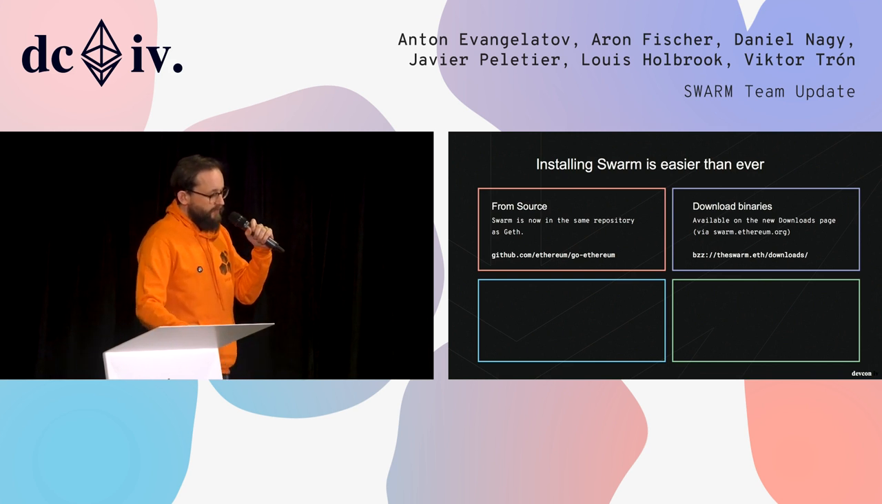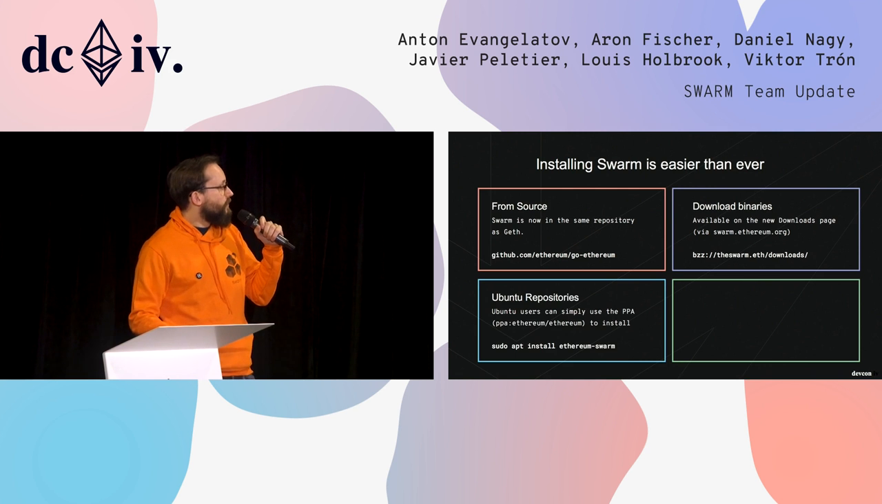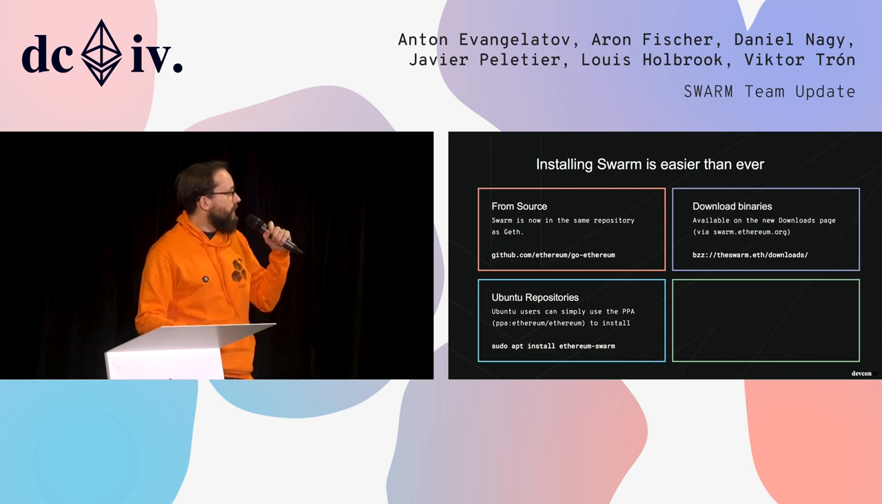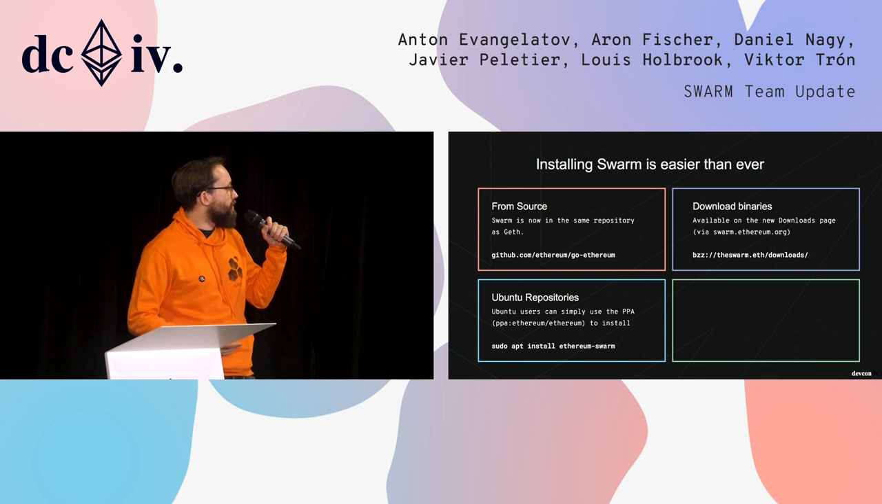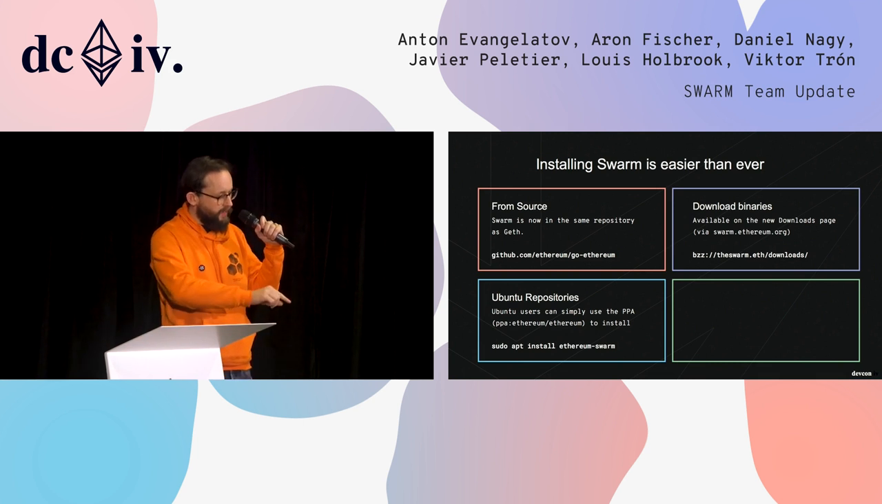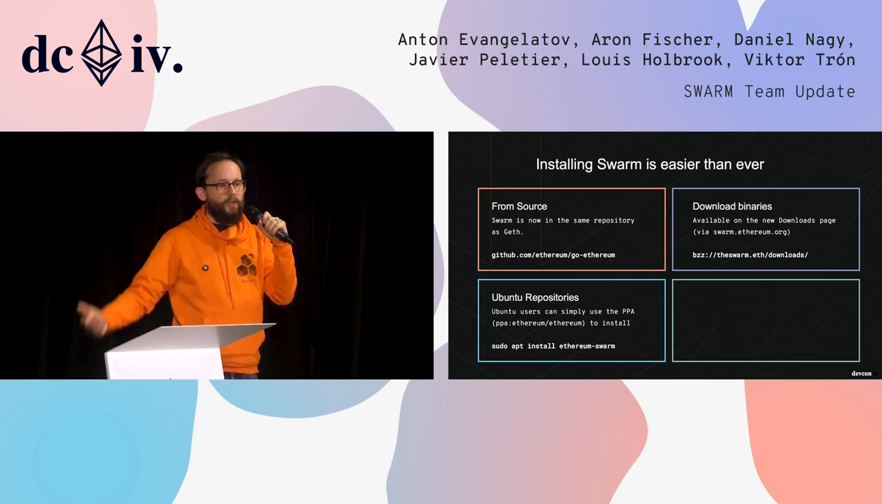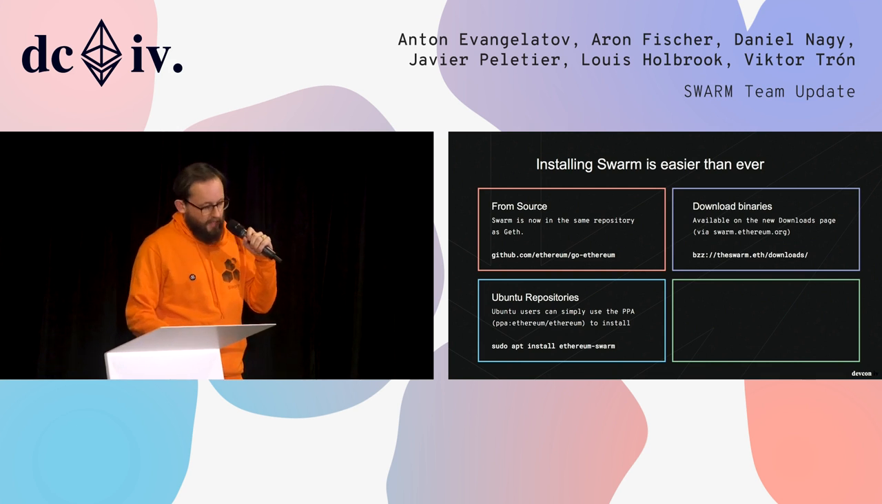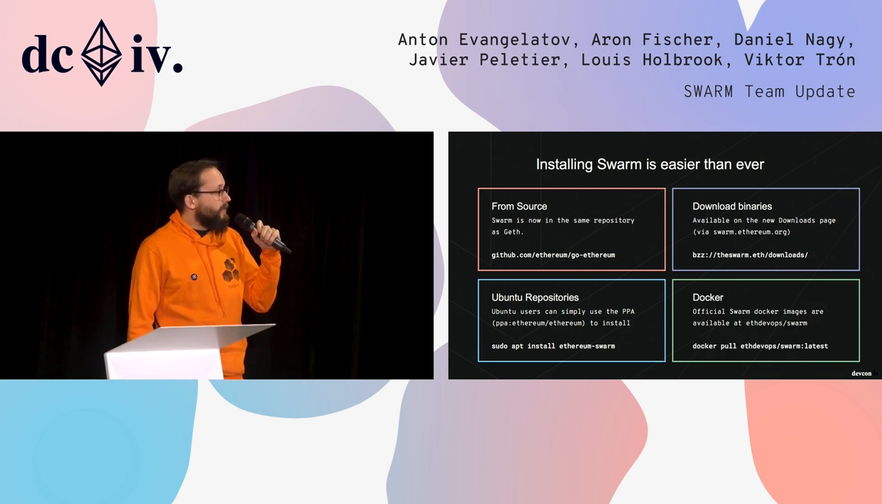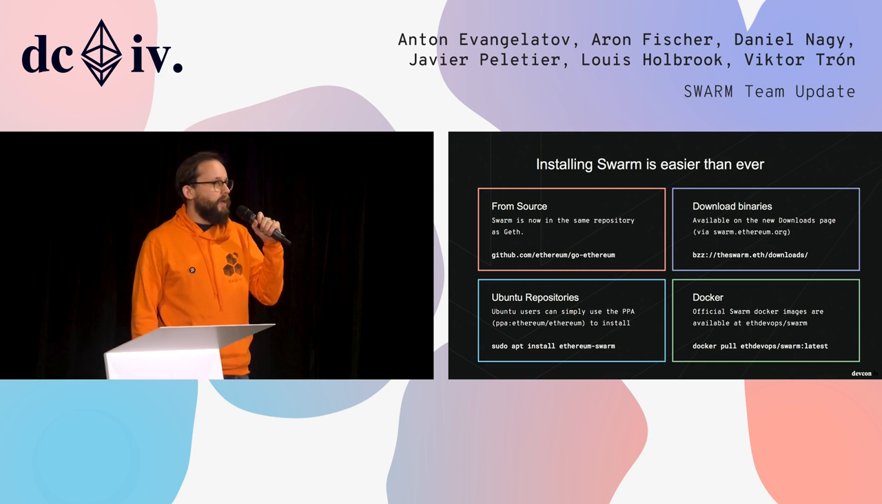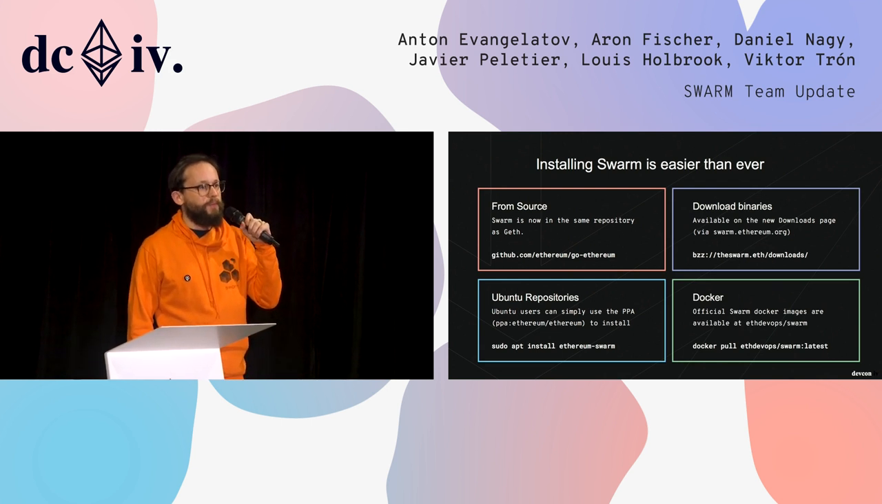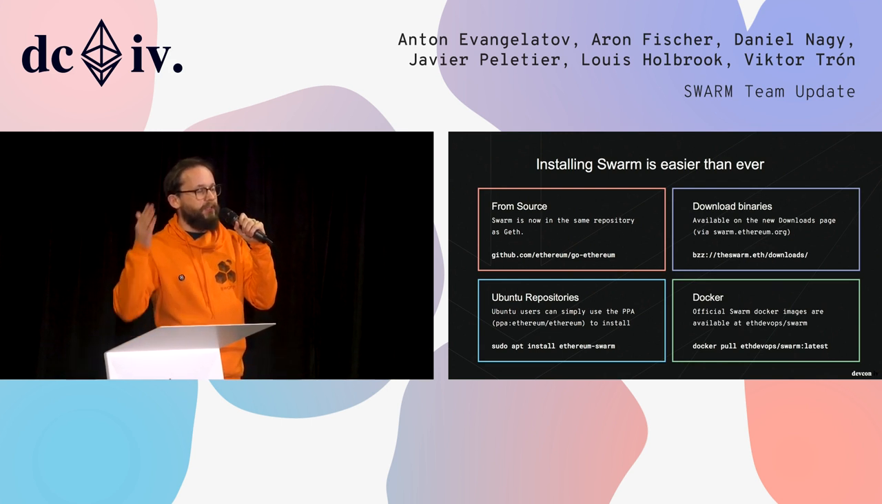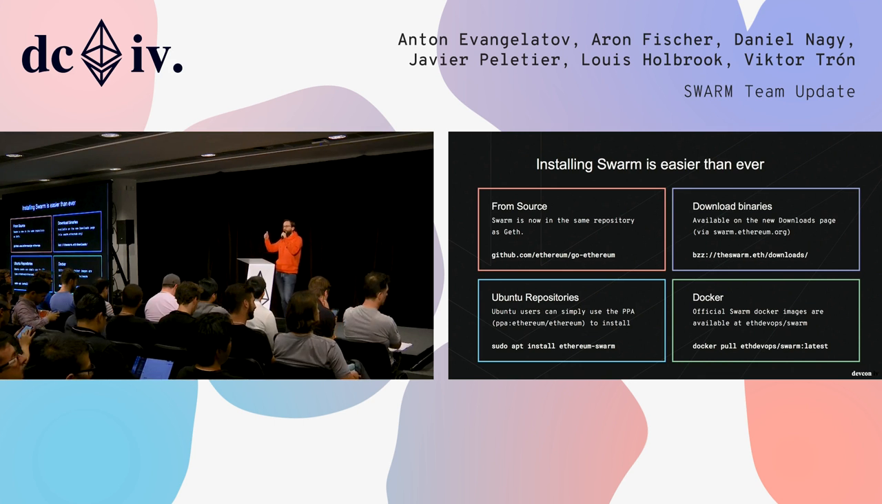If you're on Ubuntu, it's even easier because you can install from the Ethereum PPA, and then it'll automatically handle the updates for you. So you install the Ethereum-Swarm package from there once, and you will always automatically be on the latest release. And finally, we have Docker images also now available, so it makes it easy to deploy in a Dockerized environment. It's the fdevops Swarm repo, so there will always be newer binaries there. The latest tag will be the release version, and the edge tag is the bleeding edge.